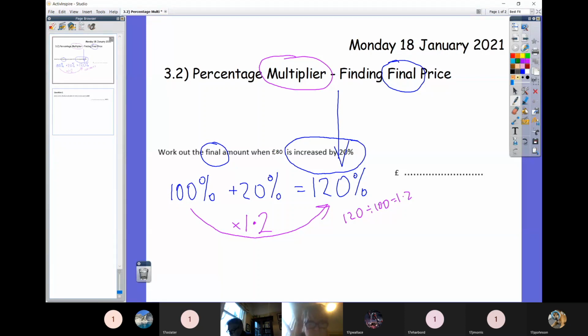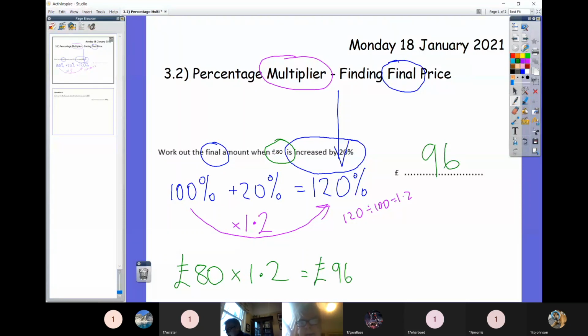So step 2, what is the amount we start with? Well, in this question, our starting amount is £80. So we take our £80, we multiply it by our multiplier, we get out our calculator, and we do 80 times 1.2, and we get £96, and that will be our final answer. So that was when we were increasing by 20%, so we added 20%.